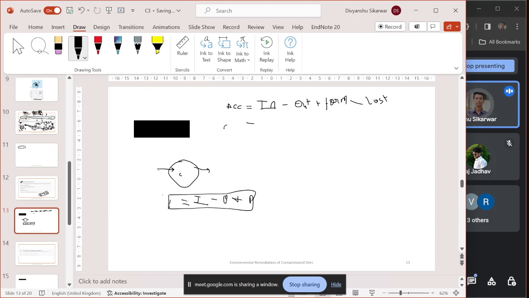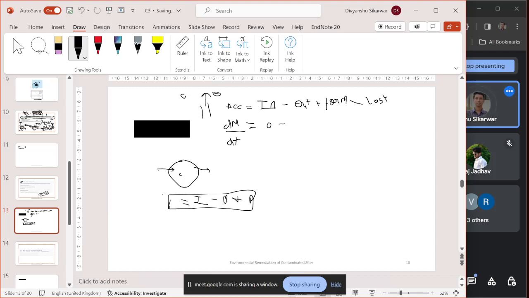So, if I take this as dM by dt, the variation of that contaminant with respect to time, we are not inputting any contaminant, right? So input will be zero. We are trying to remediate the site, so we are taking out the contaminant. When we are pulling out the contaminant, we are pulling it out at flow rate Q, and it has concentration C milligrams per liter of contaminant.